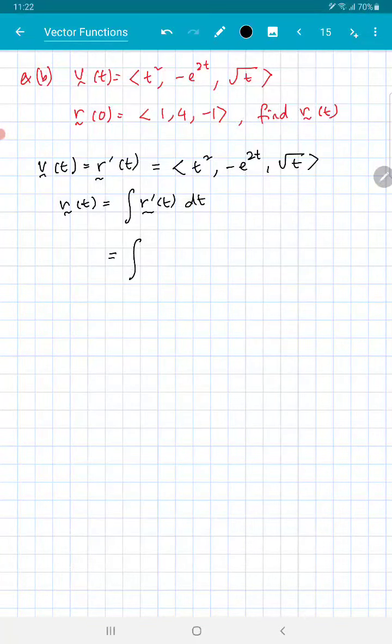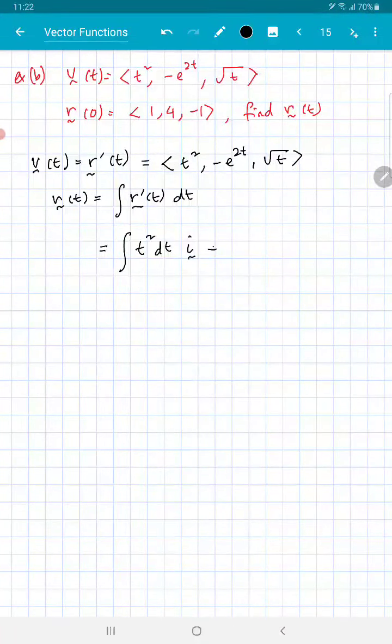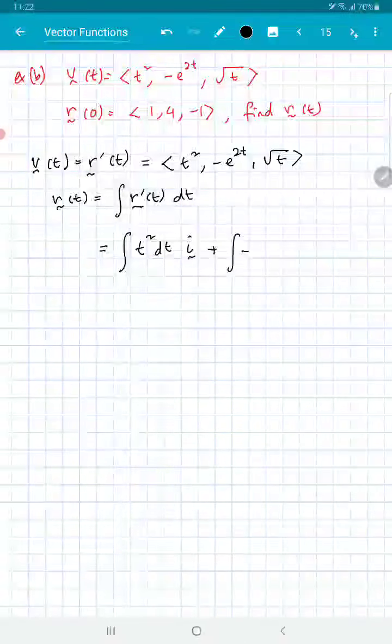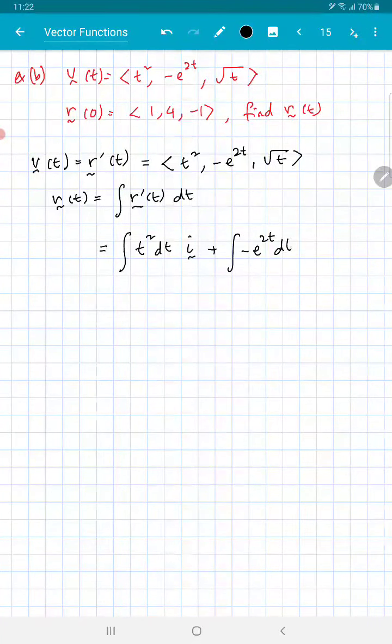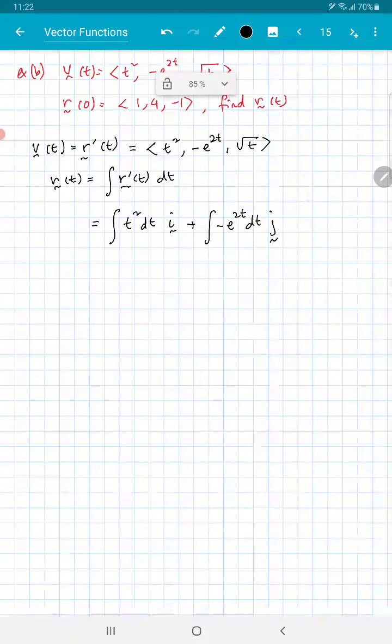Now, to get the x component, we need to integrate the x component. The x component for velocity, which is r prime, is equal to t squared. So we need to integrate t squared. For the y component, we need to integrate negative e to the 2t with respect to t. And for the z component, we need to integrate square root of t, or I'm going to write it this way, with respect to t.